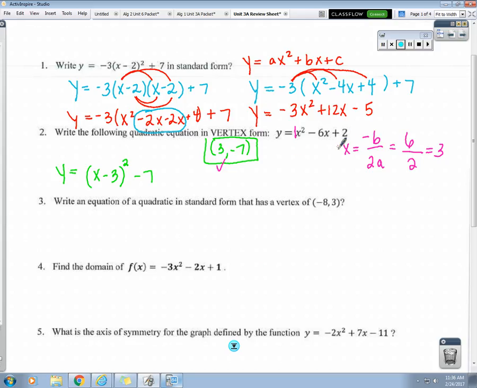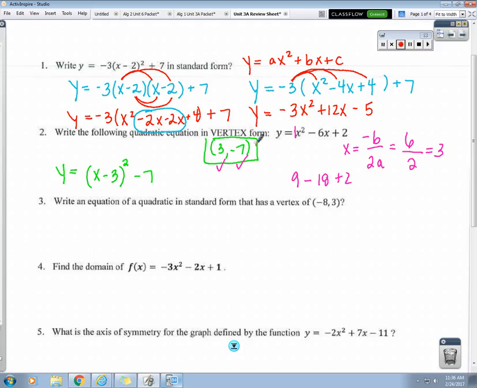Now to find the y value, you just plug in 3. What's 3 squared? Minus, what's 6 times 3? And then plus 2. What's 9 minus 18? Negative 9. And what's negative 9 plus 2? Well, didn't we get that when we just graphed it? So you can do it either way.